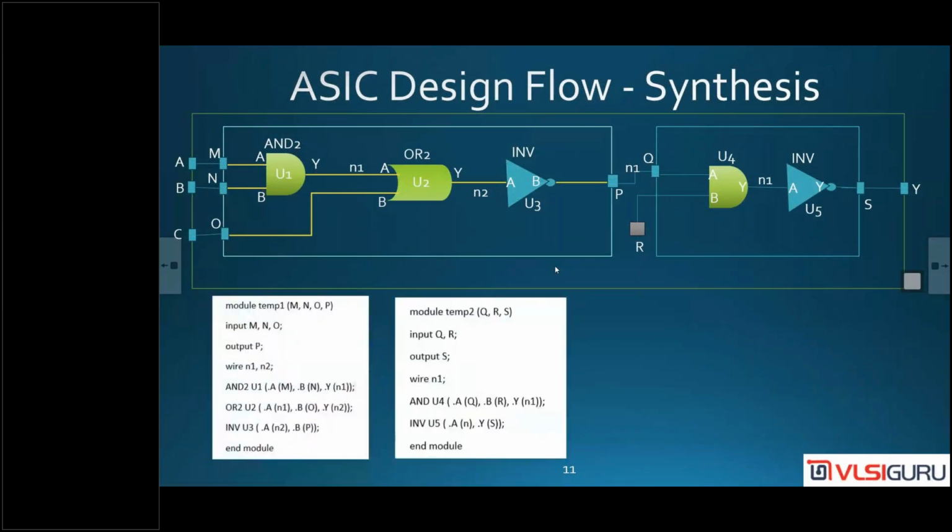So this AND gate, the A pin, where is it connecting? It's connecting to Q. The B pin, where is it connecting? It's connecting to port R. And Y, where is it connecting? It's connecting to net N1.